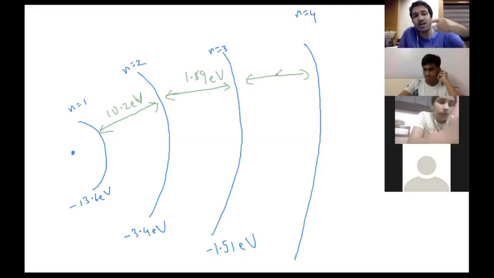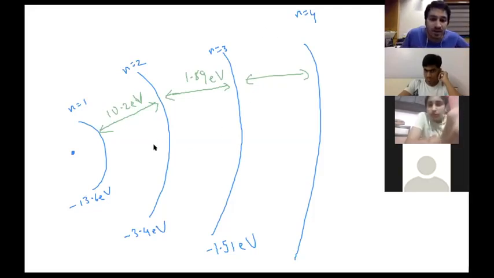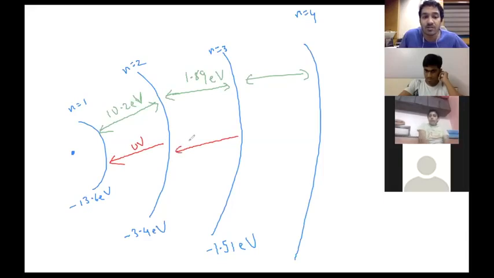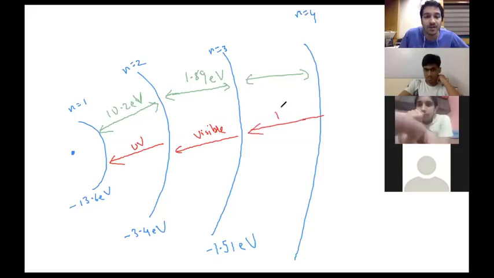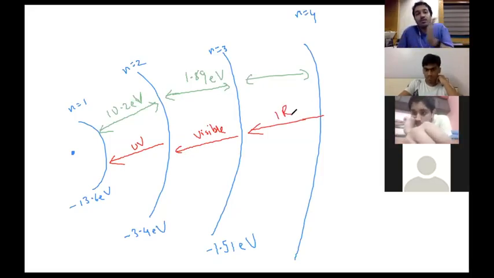As we keep moving higher into the atom, the difference in energy between the orbits keeps decreasing. That is why, when an electron falls to the first orbit, high energy photons, ultraviolet, are emitted. When electrons fall to the second orbit, I get visible light, because the energy difference has decreased. A fall to the third orbit gives infrared, because the energy difference has decreased again. So at higher and higher orbits, the energy difference between orbits keeps decreasing.